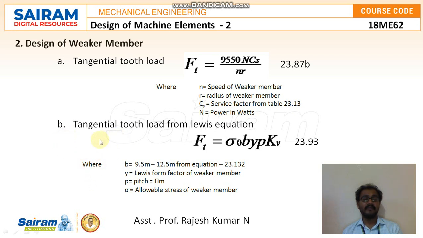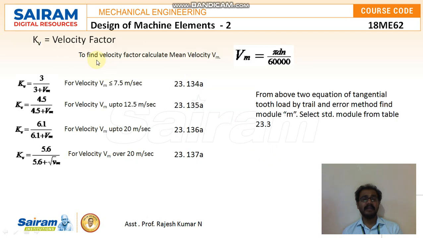In the same step we will also find the tangential tooth load from Lewis's equation, that is equation number 23.93 from the design data handbook, and the formula is Ft is equal to sigma 0 into b into y into p into Kv. Here b is the face width, which is 9.5 m to 12.5 m from equation 23.132. We need not worry about the face width value. Sigma 0 is the allowable stress, y is the Lewis form factor for the weaker member, p is the pitch, and the formula to find the pitch is pi into module m, and Kv is the velocity factor.